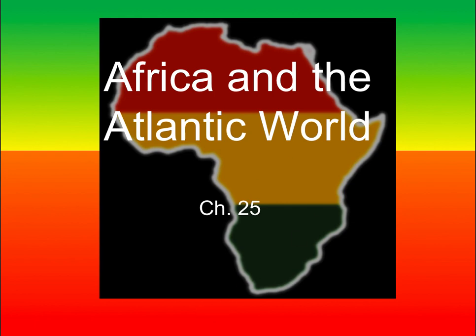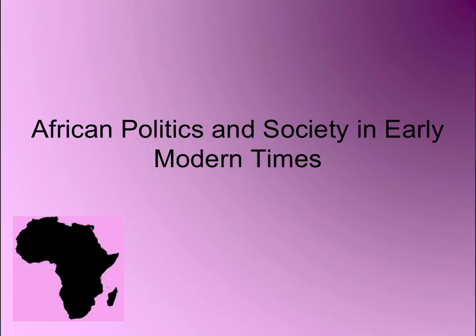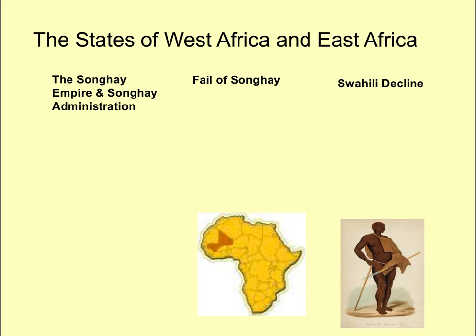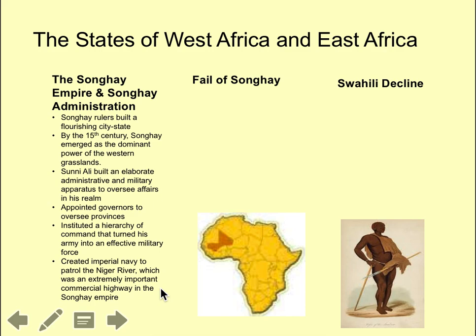So the first thing we're going to look at is African politics and society in early modern times. This is before the Europeans truly come in and exploit them. It starts with the Songhai Empire and the Songhai administration. This is the area we're talking about, the Songhai Empire. The Songhai rulers built a flourishing city-state, and by the 15th century, the 1400s, it was the dominant Western power in the area.